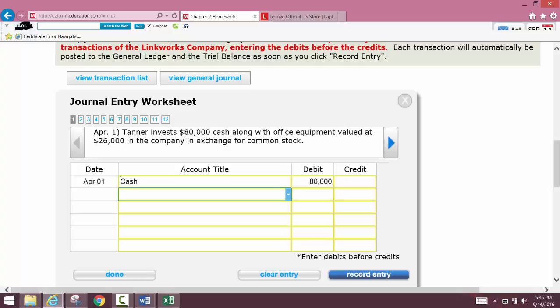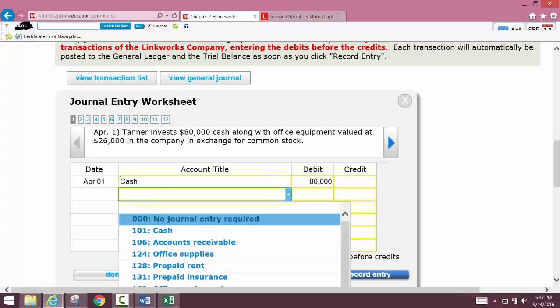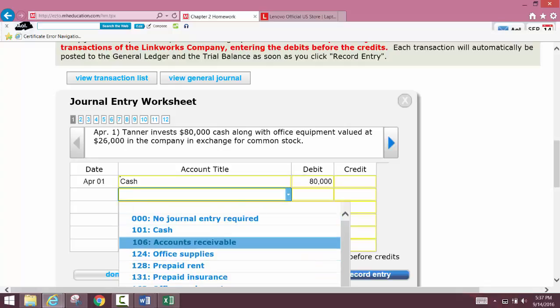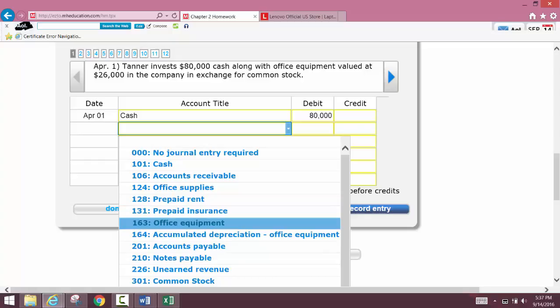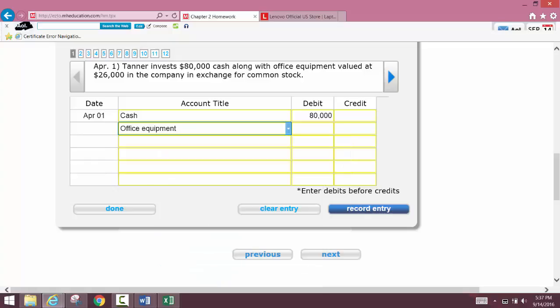Okay, so what happens? We're sitting there, and we have what? Equipment of 26,000. Is equipment an asset? So she also invested equipment. For some reason, I feel that Tanner is a she name. But anyway, so I come down, and do I have my what? Office equipment? There it is. Office equipment is an asset. So I go ahead and put in my office equipment. It was 26,000. And they say that in exchange, they issued some stock, didn't they?